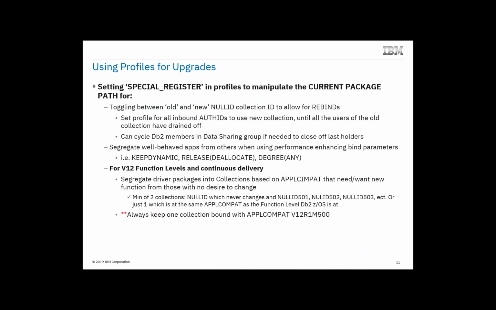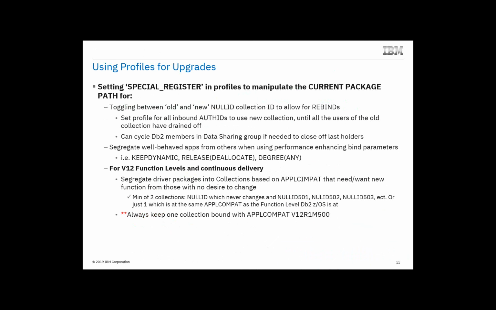So for instance, in a 24/7 environment, it's about impossible to rebind the null ID collection. So that includes all your JCC packages for dynamic SQL, like the SYSLN, SYSLH 1 through 400 packages. So customers have a hard time rebinding those, and with the use of a profile, they can set the special register for the current package path and point it to a different collection. This allows you to get a break in for rebinds for Db2 upgrades, as well as to use special performance enhancing bind options like keep dynamic or release deallocate for high performance DBATs or degree of parallelism.